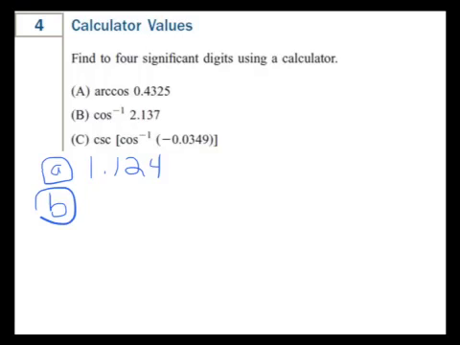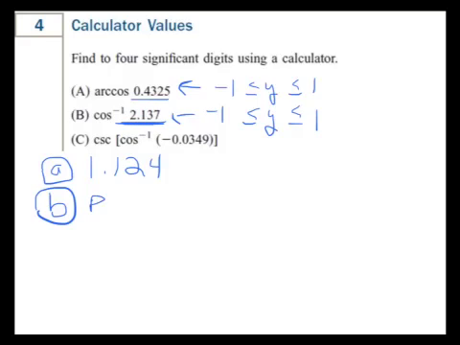For B, again, don't forget to look to make sure that these are within your values. And from here, we're going negative 1 less than or equal to y, which is less than or equal to 1. It's in there. Here, we're going negative 1 less than or equal to y, which is less than or equal to 1. This does not fit in our domain, so you're going to get an error, which means it's not defined.